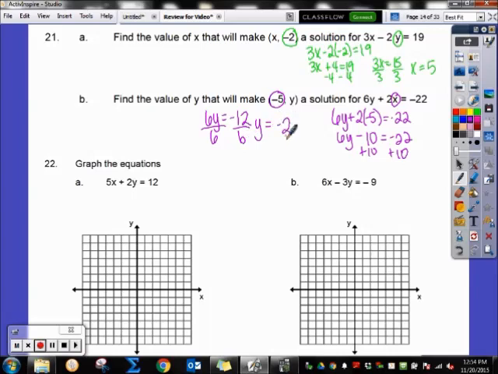For 22 and 23, we need to graph, so we have to put them in the easiest form to graph, and that would be slope-intercept form. You're also welcome to graph using the x and y intercepts if you would like to. I personally like to graph using slope-intercept form. So I'm just manipulating it to slope-intercept form.